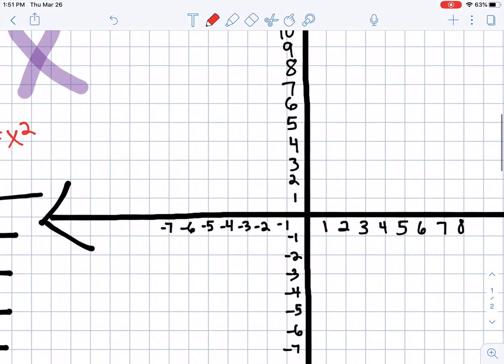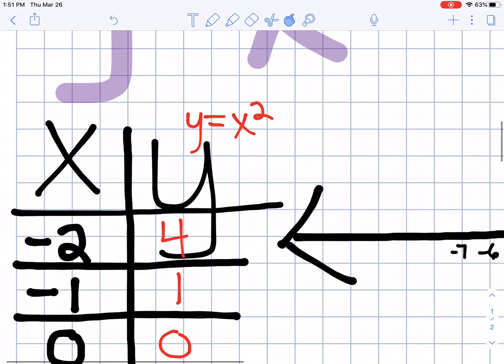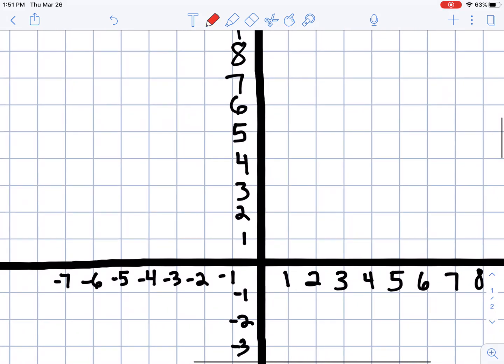Next, we're going to go ahead and graph this. If we go back to the table, we had -2, 4. So that's here. We had -1, 1. We had 0, 0. We had 1, 1. And we had 2, 4. Now that gives us an idea of what this shape might look like. Notice that it's symmetrical. The points on either side of the y-axis are exactly the same distance from each other because the y-axis is a line of symmetry for this graph.